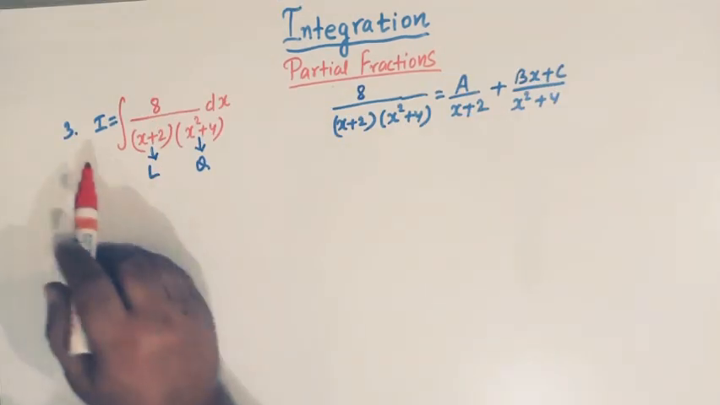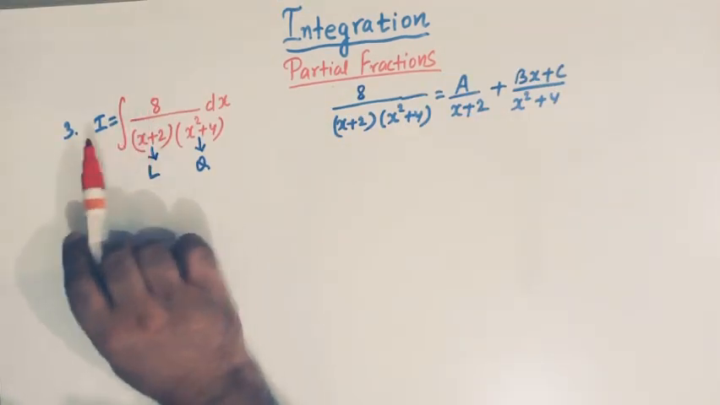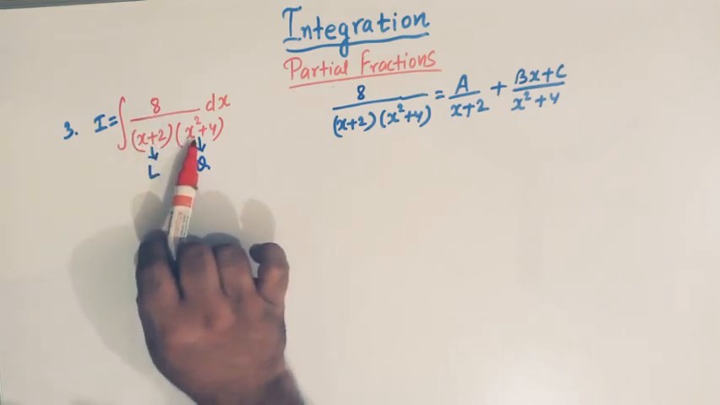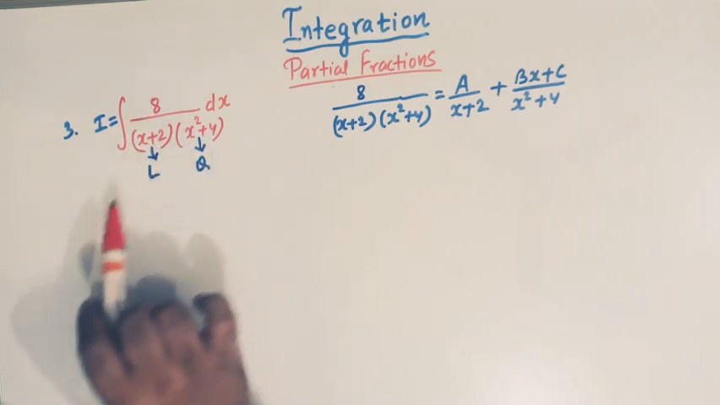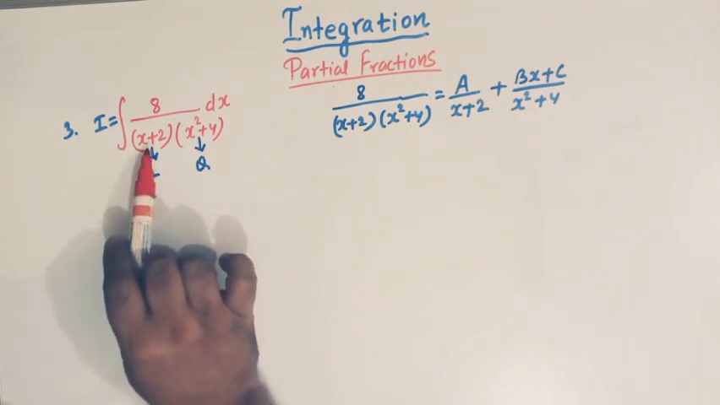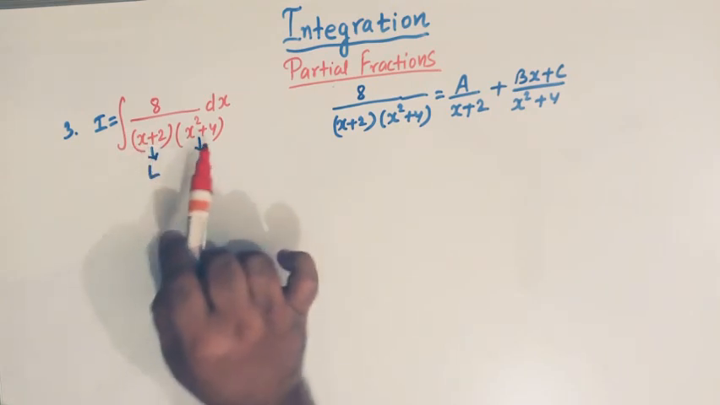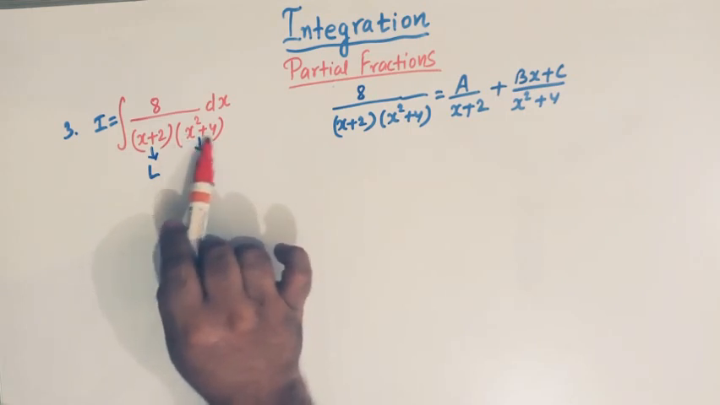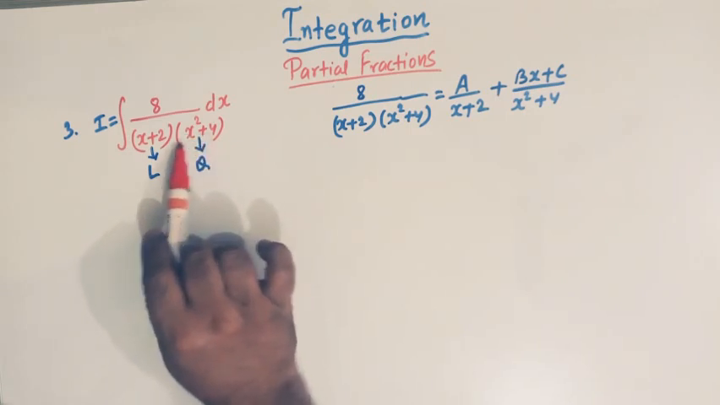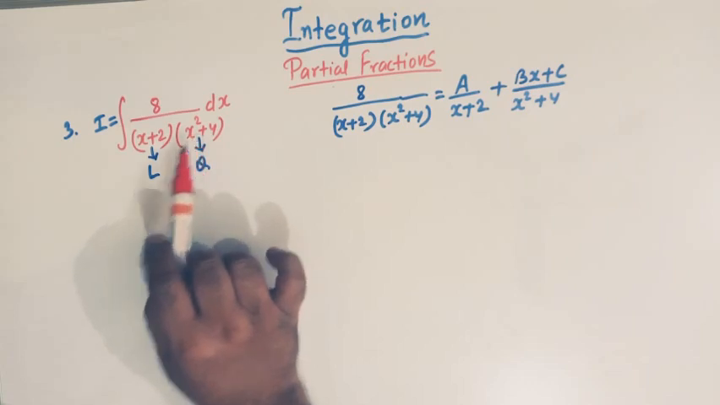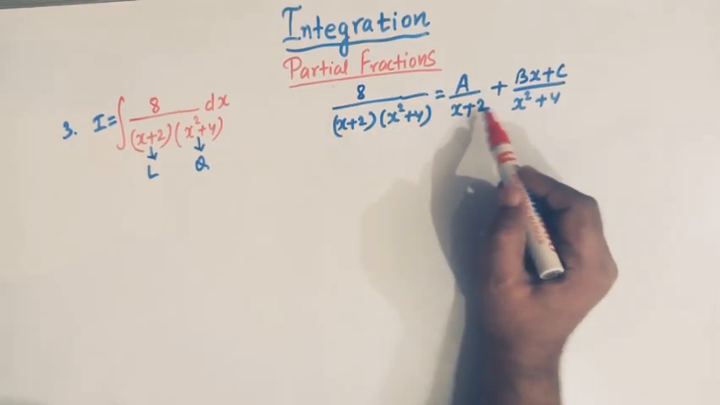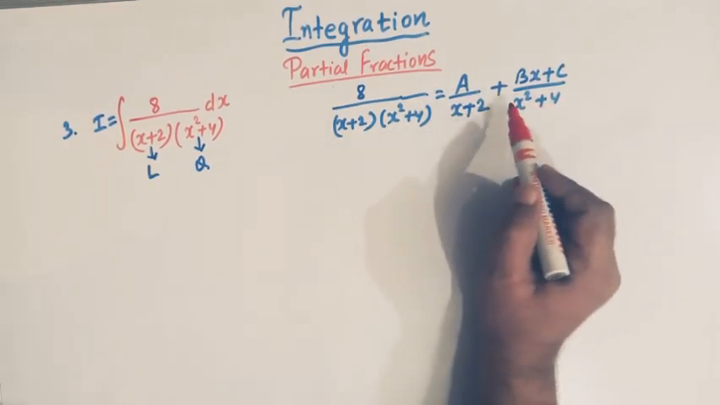Let us take this problem. Here we have to integrate the function 8 divided by (x plus 2) times (x square plus 4). Now viewers, see, this is a linear factor and this is a quadratic factor which cannot be further factorized into linear factors. So here we have decomposed this rational function into two fractions.